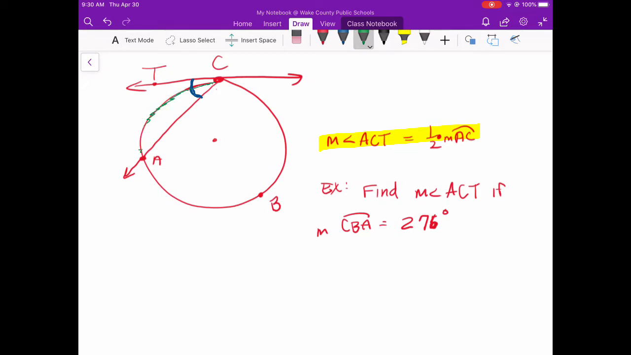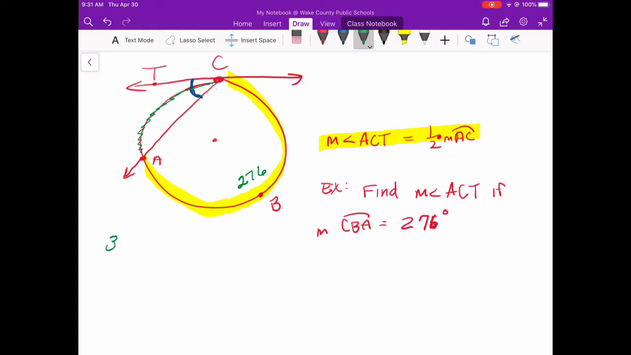That arc right there is the arc we're talking about because that's the piece of the circle that's trapped inside the angle that's created by these two lines. So what we're saying is the measure of that angle is half of that arc. So right away, I want to find the measure of that angle ACT if the measure of arc CBA, which they're telling us is this major arc CBA, is 276 degrees. We want to figure out what the rest of that whole arc is, because this arc in green up here is going to be what we're going to then divide by 2 to get our angle measure.